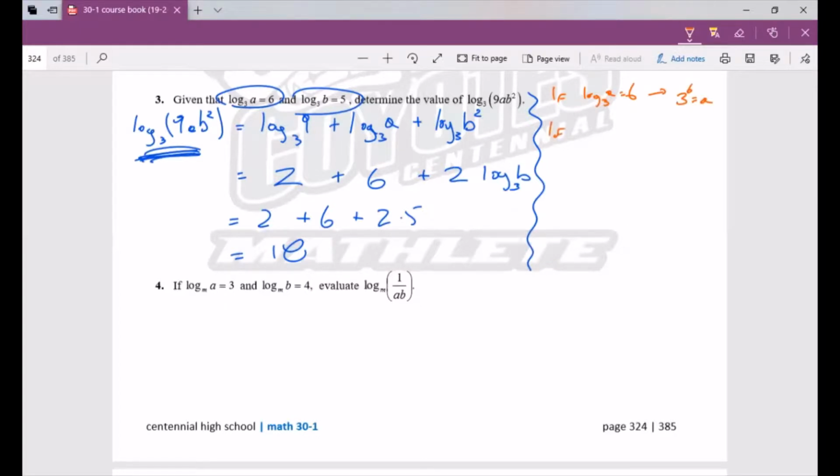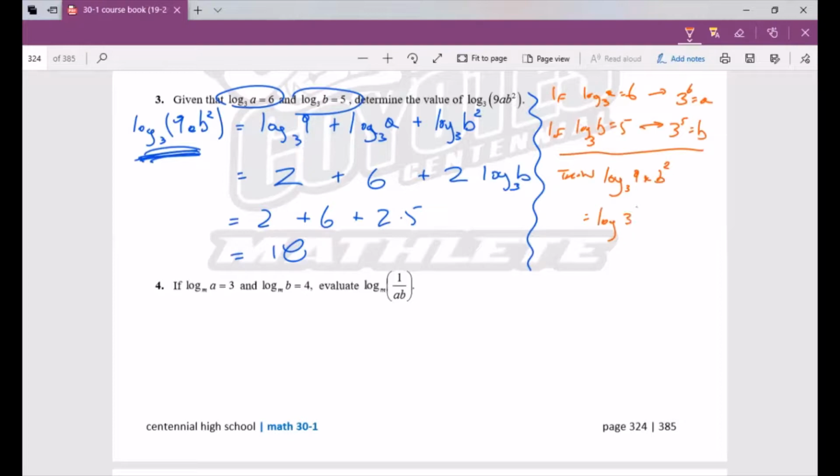If log b base 3 is equal to 5, the equivalent form to that is 3 to the 5 equals b. Then logarithm of 9ab squared, all base 3, will equal logarithm.